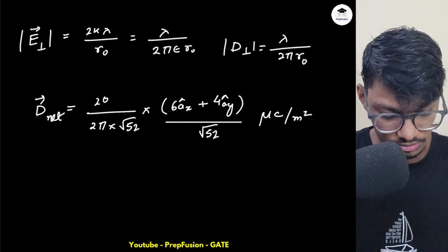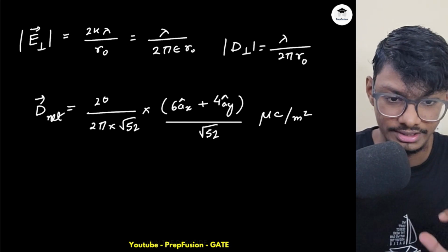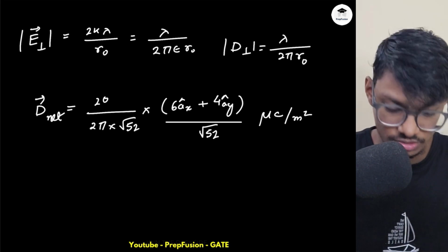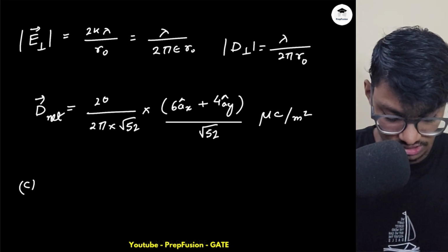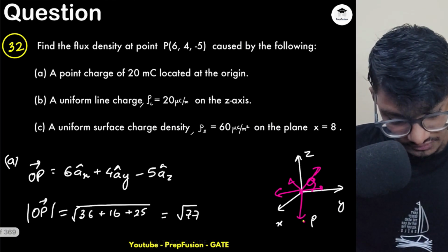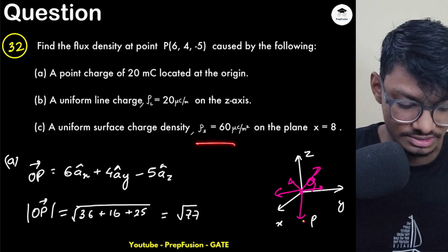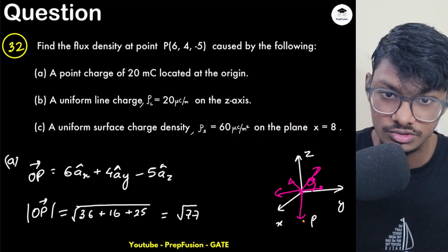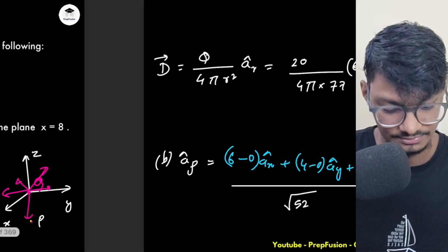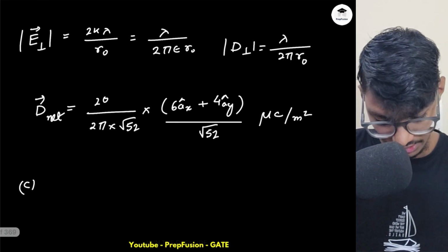I hope you understood the solution of this. Let's go back to the third one, C part. In the C part I have a uniform surface charge density rho s on the plane x equals to 8. X equals to 8 means it lies on the plane parallel to yz. Okay, so we'll solve this in the next page.